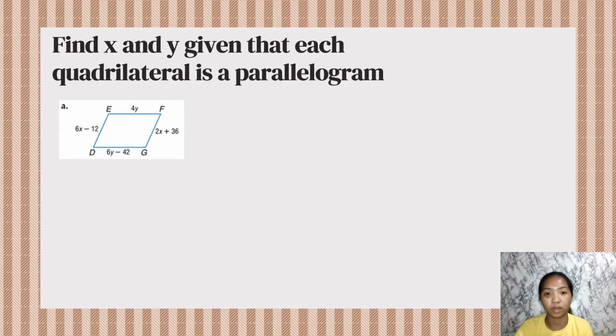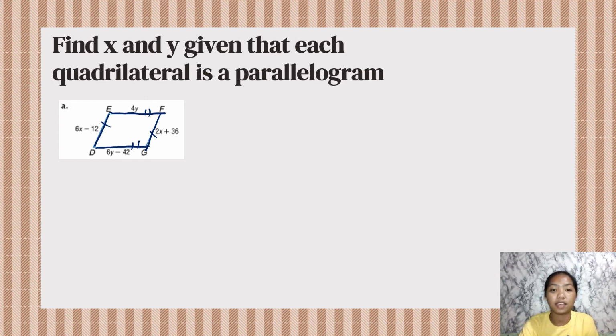Find x and y given that each quadrilateral is a parallelogram, or our quadrilateral EFGD is a parallelogram. And remember the theorem for a parallelogram, that the opposite sides are congruent. So ED and FG are congruent, and EF and DG are congruent, and then we will find for x.